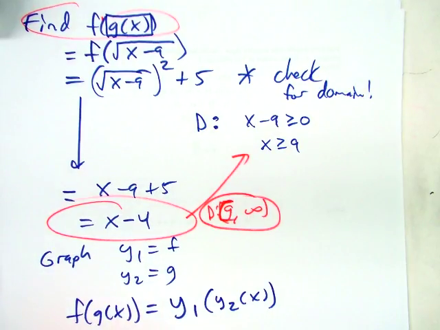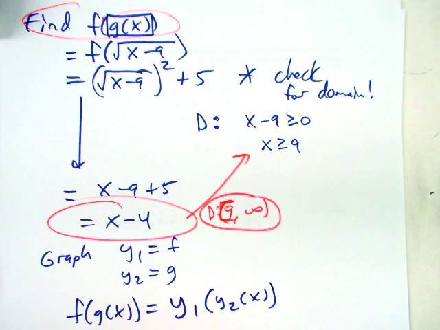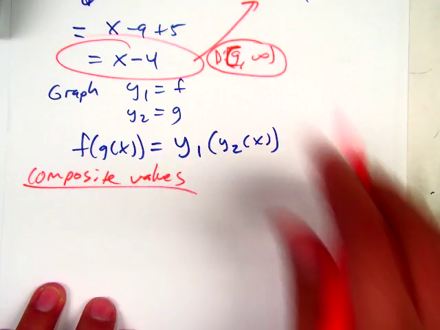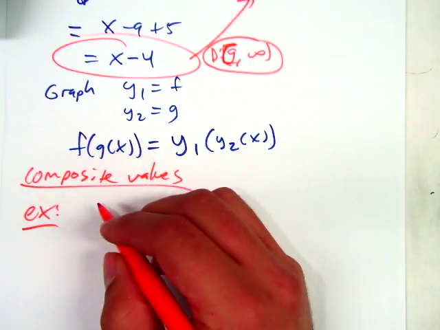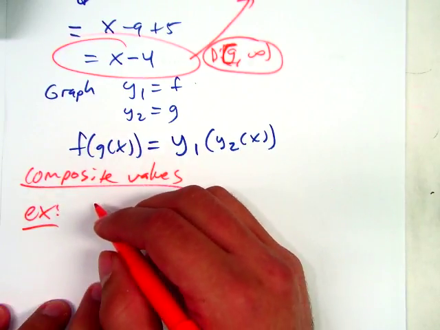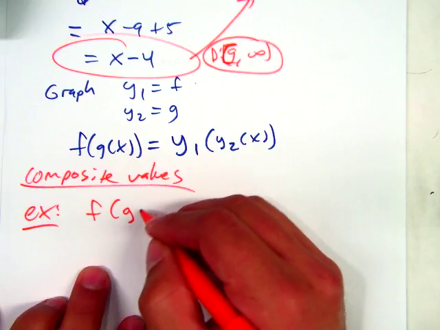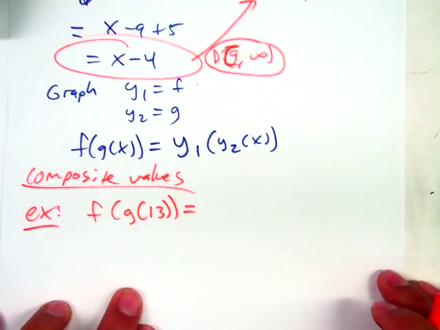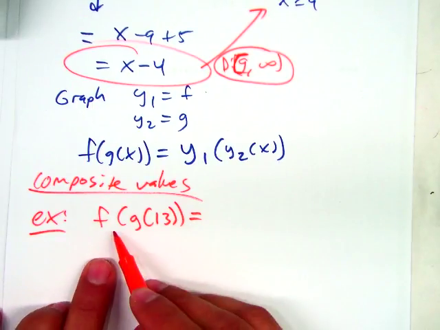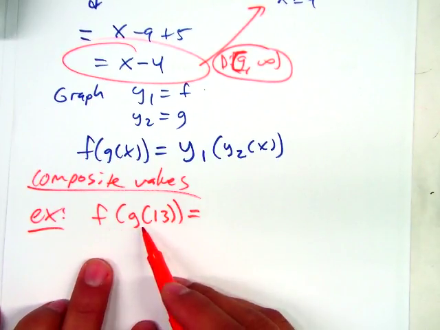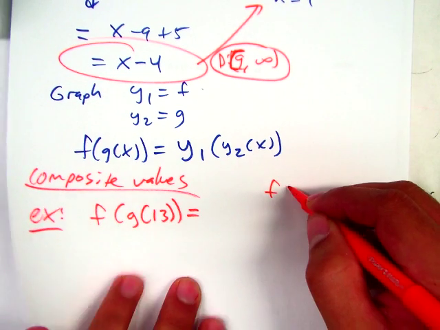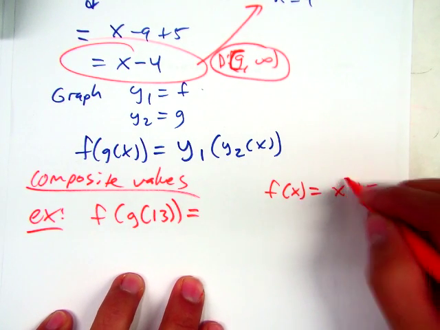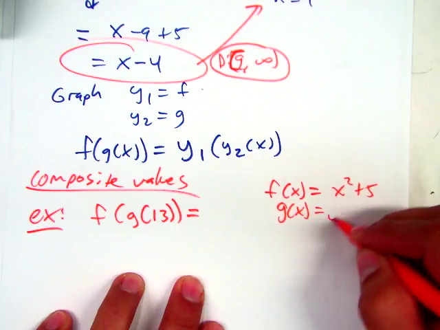finding composite values is actually very easy. So sticking with the same examples, okay? If I ask you to find, let's say, f of g of 13, okay? Bless you. If I ask you to find f of g of 13, you have 2 ways of doing this, assuming that we're using the same graph. So f of x equals x squared plus 5, and g of x was square root of x minus 9.